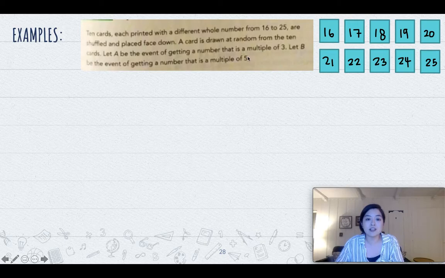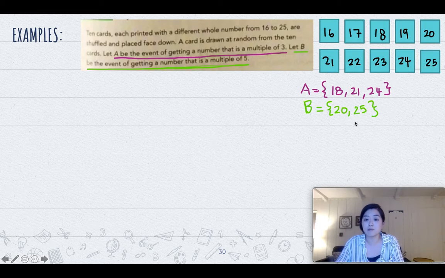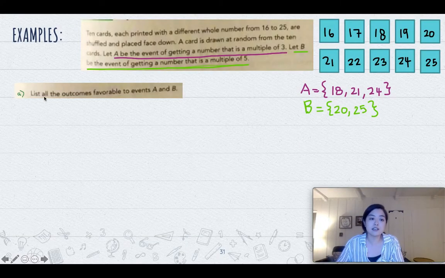Let A be the event of getting a number that is a multiple of 3. So let's see, my outcomes for A, that's a multiple of 3, is 18, because 3 times 6 is 18, 21, because 3 times 7 is 21, and 24, because 3 times 8 is 24. Now let B be the event of getting a number that's a multiple of 5. So 20 is a multiple of 5 because 5 times 4 is 20, and also 25 is a multiple of 5 because 5 times 5 is 25. Okay? So question A says, list all the outcomes favorable to events A and B, and it's right here.